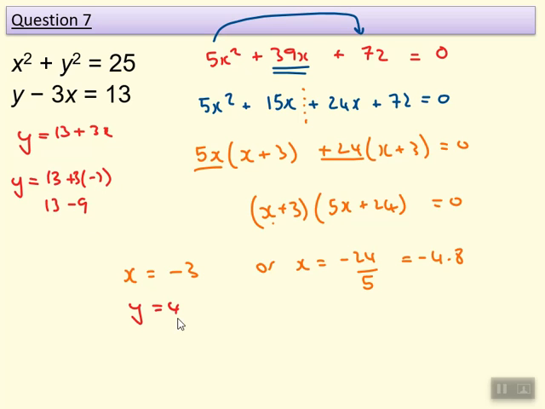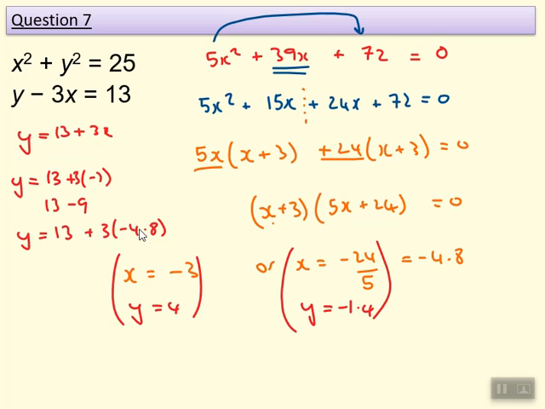So y equals 4. Okay, then you're going to put minus 4.8 in. So y equals 13 plus 3 times minus 4.8. And I think that's minus 1.4. So y equals minus 1.4, and they are your two solutions.